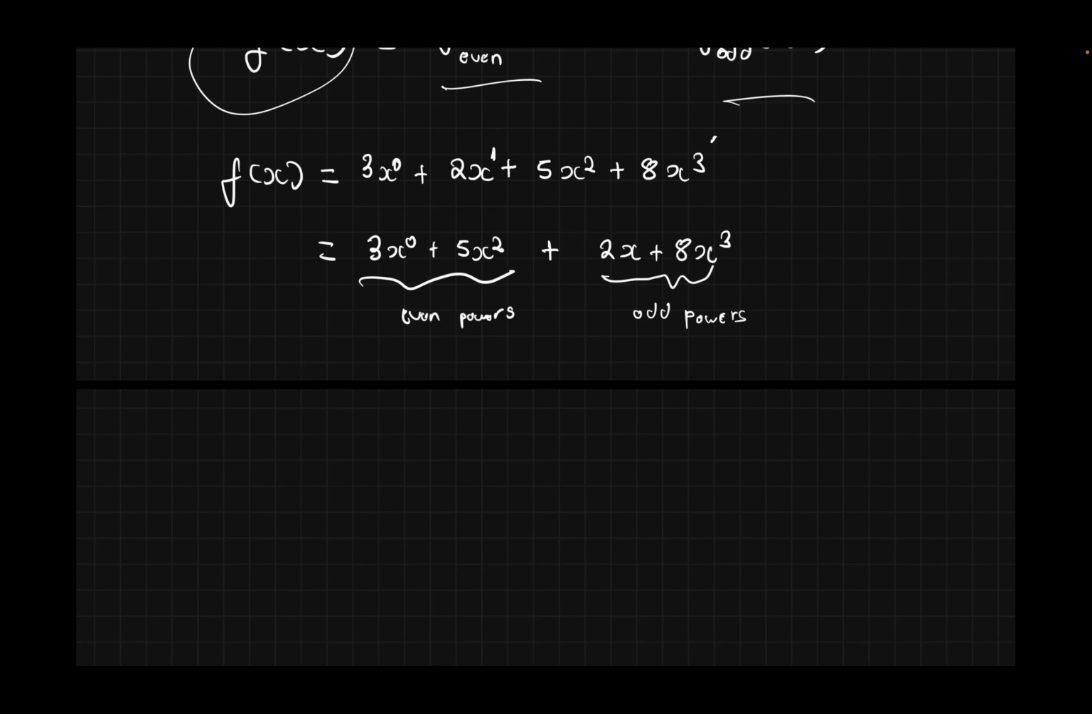Okay? Now to make this odd side have powers that are multiples of 2, what do we do? We can factorize out x. So this is like 3x to the power 0 plus 5x squared, plus x into 2x to the power 0, plus 8x squared. Right? So now both these sides are even functions.